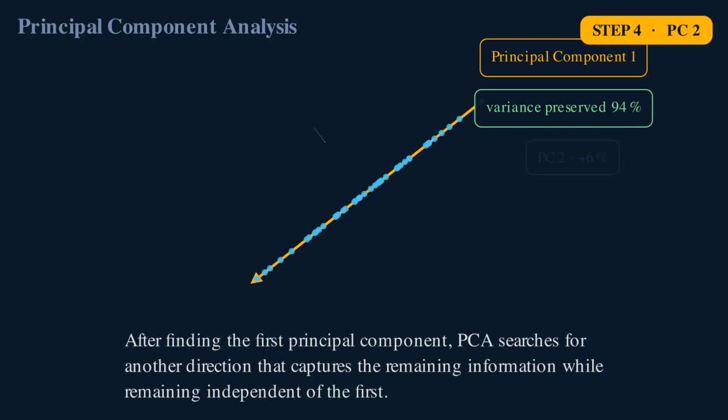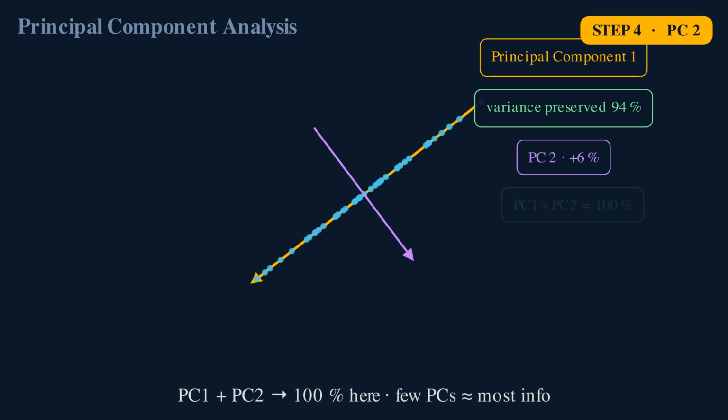After finding the first principal component, PCA searches for another direction that captures the remaining information while remaining independent of the first. Together, these components preserve the full structure of this two-dimensional cloud, and in high dimensions, a few components routinely preserve most of it.